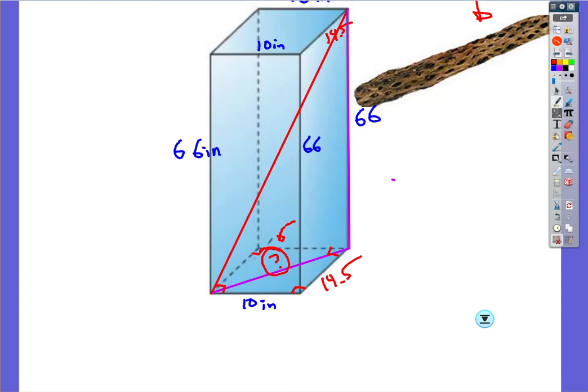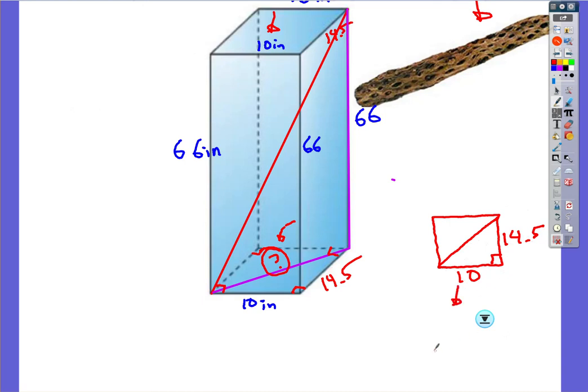And I've actually got enough information here to solve for this length. So I could look at the bottom of this aquarium. And if I looked down this column from the top down, I would essentially see this rectangle, where I've got 10 inches across and 14.5 here.